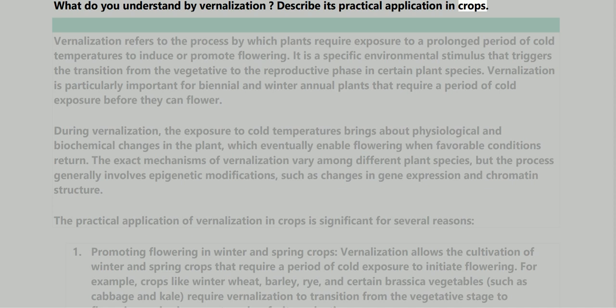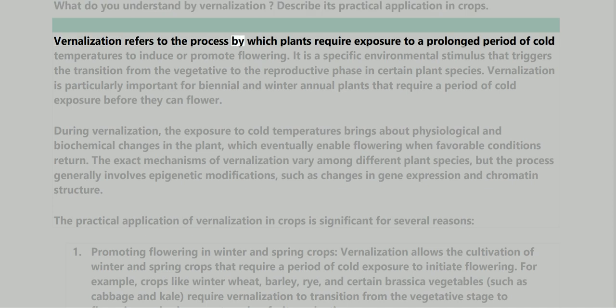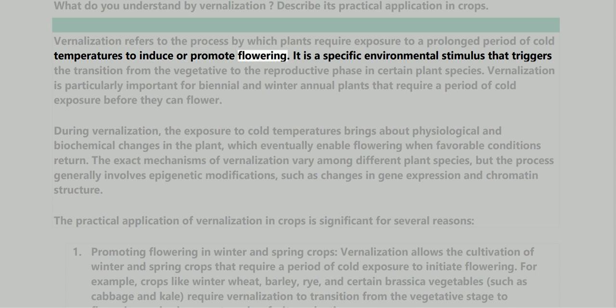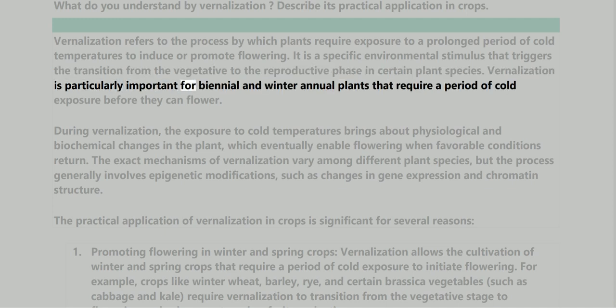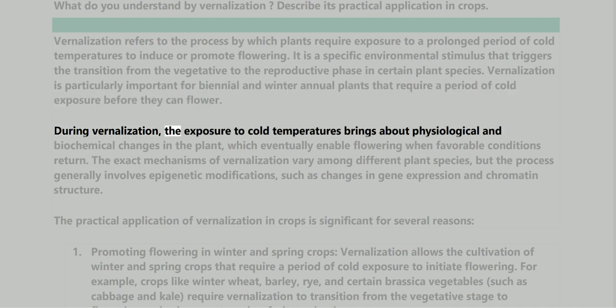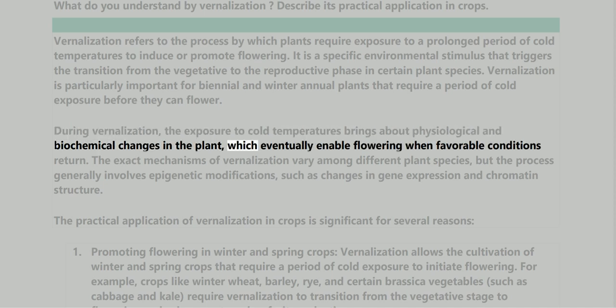Vernalization refers to the process by which plants require exposure to a prolonged period of cold temperatures to induce or promote flowering. It is a specific environmental stimulus that triggers the transition from the vegetative to the reproductive phase in certain plant species. Vernalization is particularly important for biennial and winter annual plants that require a period of cold exposure before they can flower. During vernalization, the exposure to cold temperatures brings about physiological and biochemical changes in the plant, which eventually enable flowering when favorable conditions return.